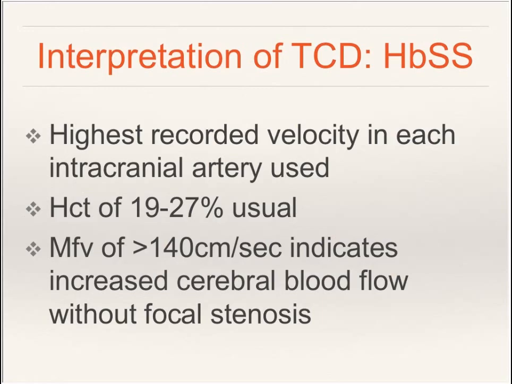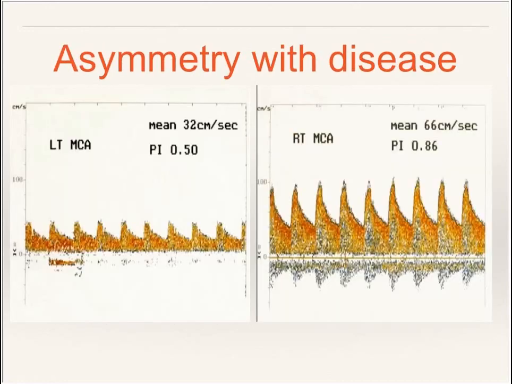If you want to look at their hematocrits, you may want to write that down each time the patient comes, because if there was a change that was not necessarily a stenosis, it could be just because they were closer or farther away from having had a transfusion, and this would have impacted their hematocrit. A mean flow velocity of 140 centimeters per second indicates increased cerebral blood flow without focal stenosis, so that would be considered normal. It's also important to look at asymmetry.